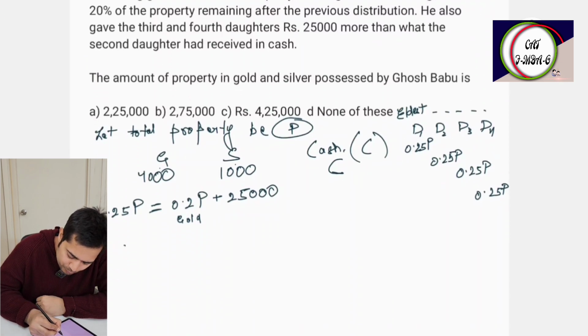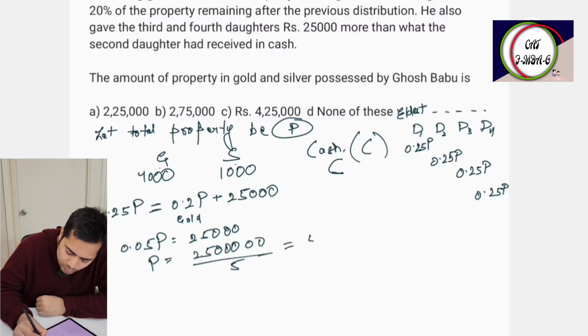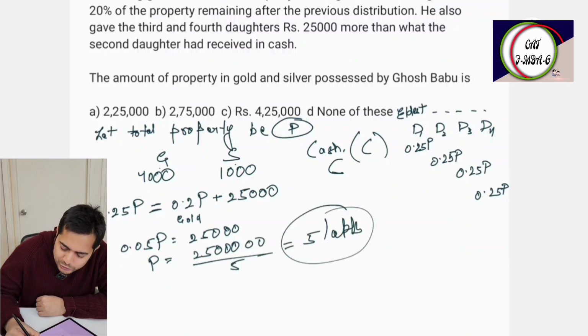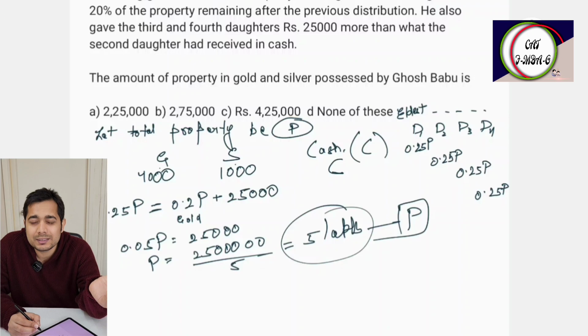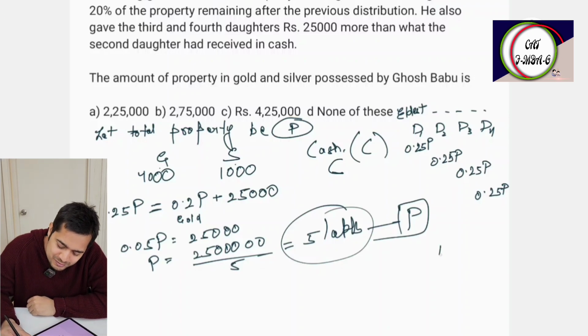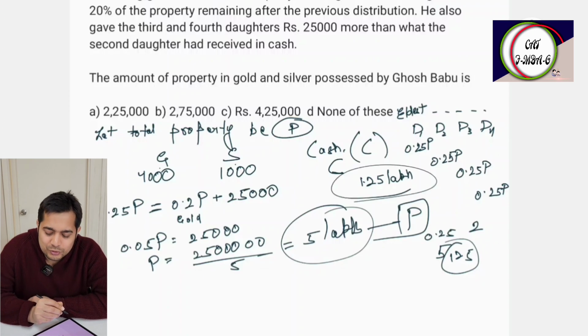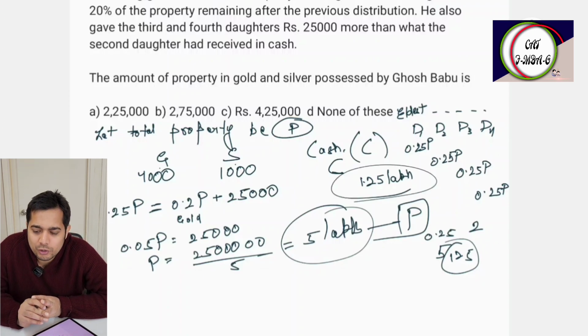Let us solve this. So 0.05P is equal to 25,000. So P is equal to 25,000 divided by 0.05, which is around 5 lakhs. So his total property is 5 lakhs. Each daughter is going to get, because 0.25 of P, so 5 into 0.25, sorry, each daughter is going to get 1.25 lakh. Okay, so this is how the property is distributed among the daughters.